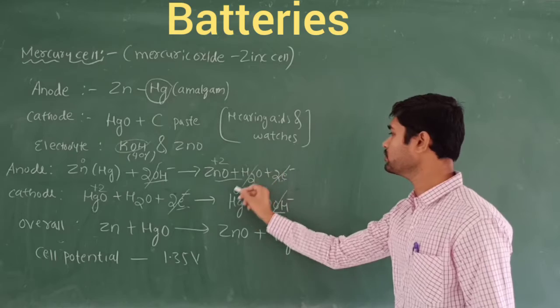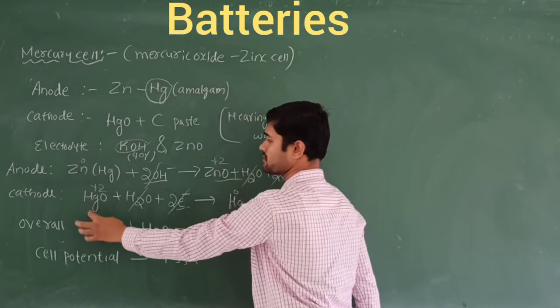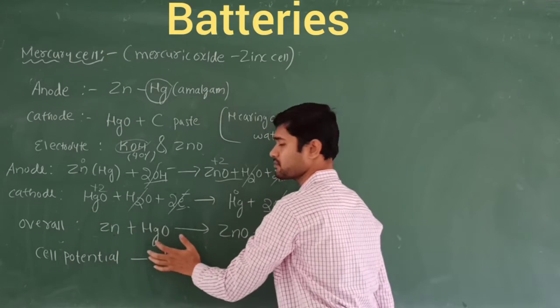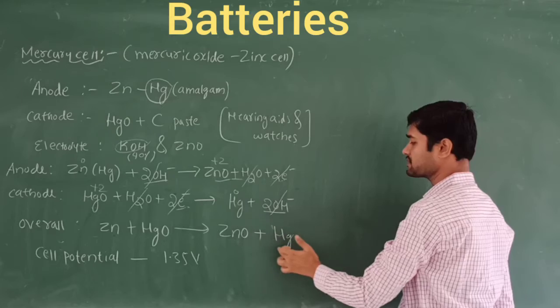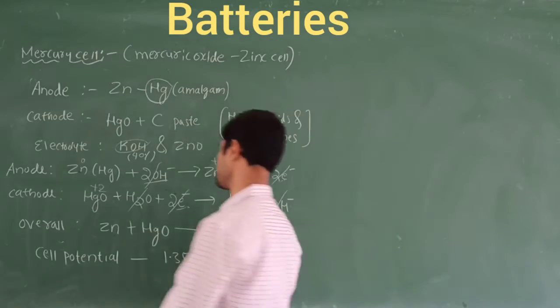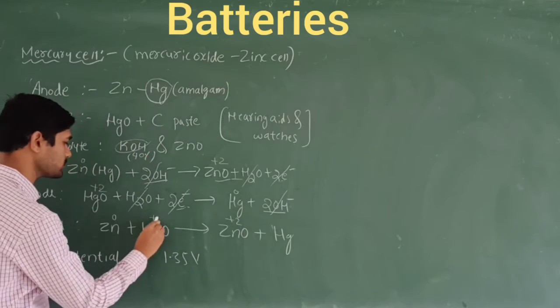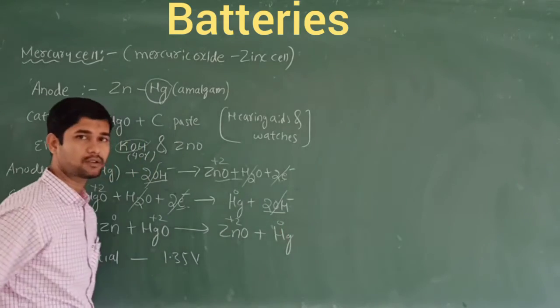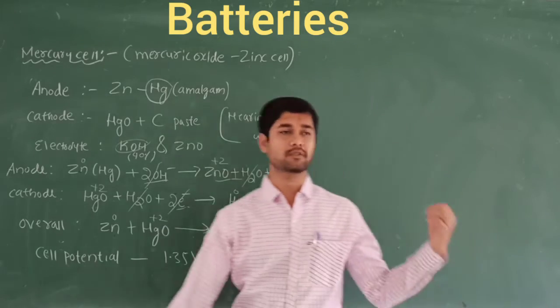And also water molecules. What is the remaining on the LHS? Zinc plus mercury oxide. What is the RHS remaining? ZnO, zinc oxide plus mercury. Here also you can see 0 to +2, loss of electrons, +2 to 0, gain of the 2 electrons. So this is the net overall cell reaction for this mercury cell.